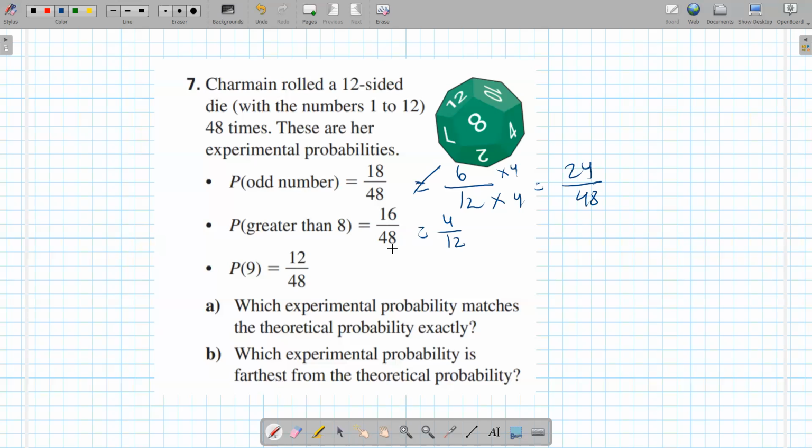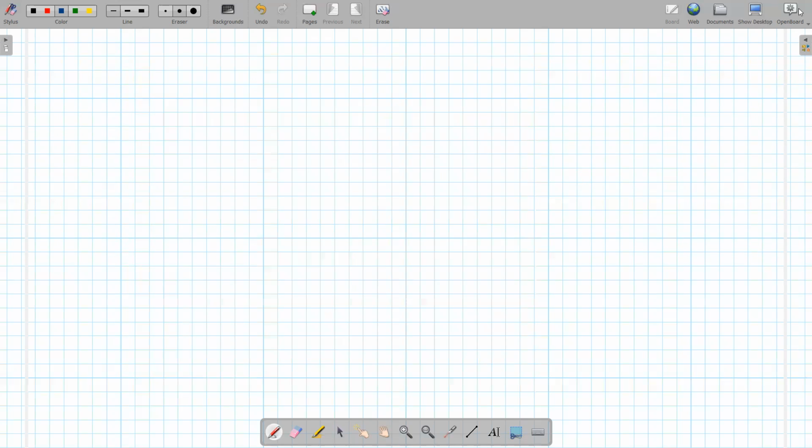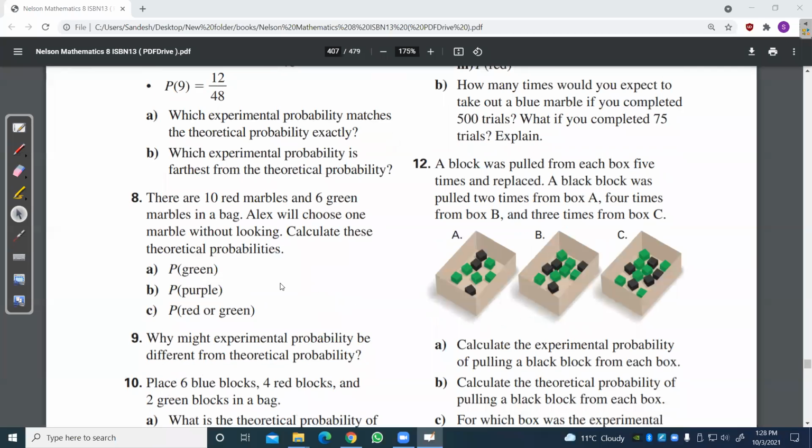What about the number 9? If you roll a dice once, what's the probability that you roll a 9? Just once. Yeah, 1 out of 12. So it's asking which is the furthest. This one's the furthest, because that would be 4 out of 48. So that's pretty far.